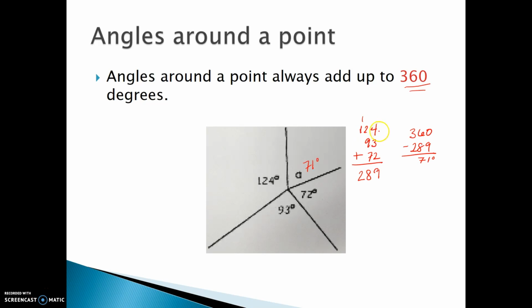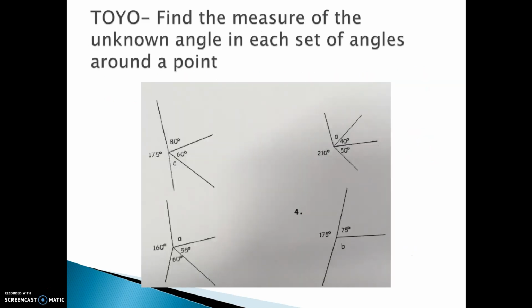All right, so I've added up 124, 93, and 72, and I got 289. Then I subtracted 289 from 360, and I got 71. So 71 degrees is the measure of angle A. Okay, go ahead and find the measures of the angles with the letters inside them on your paper. That's just a real quick toyo, so go ahead and pause the video and do that right now. All right, go ahead and check your work. Hopefully you got what I got.